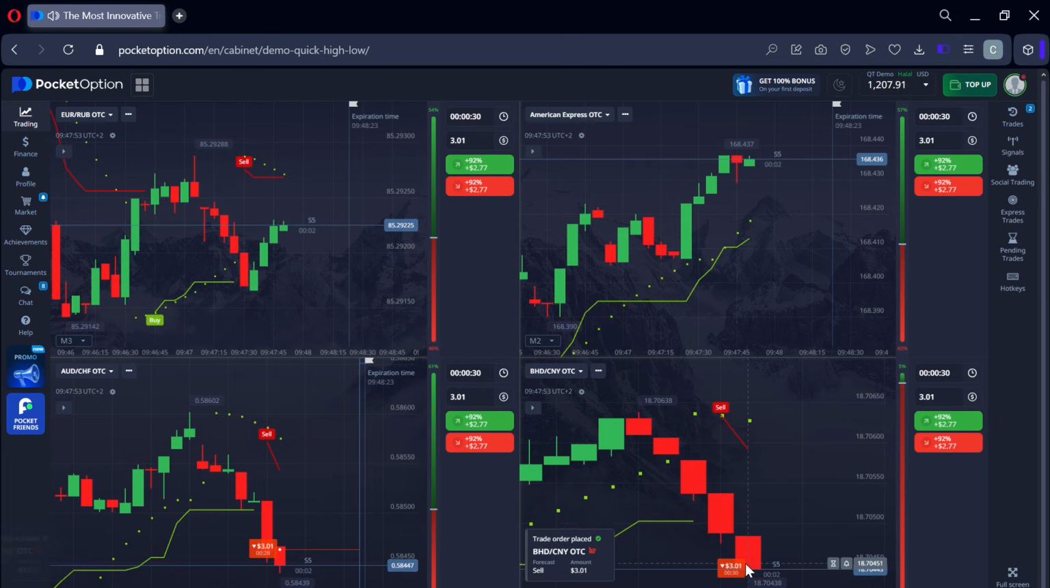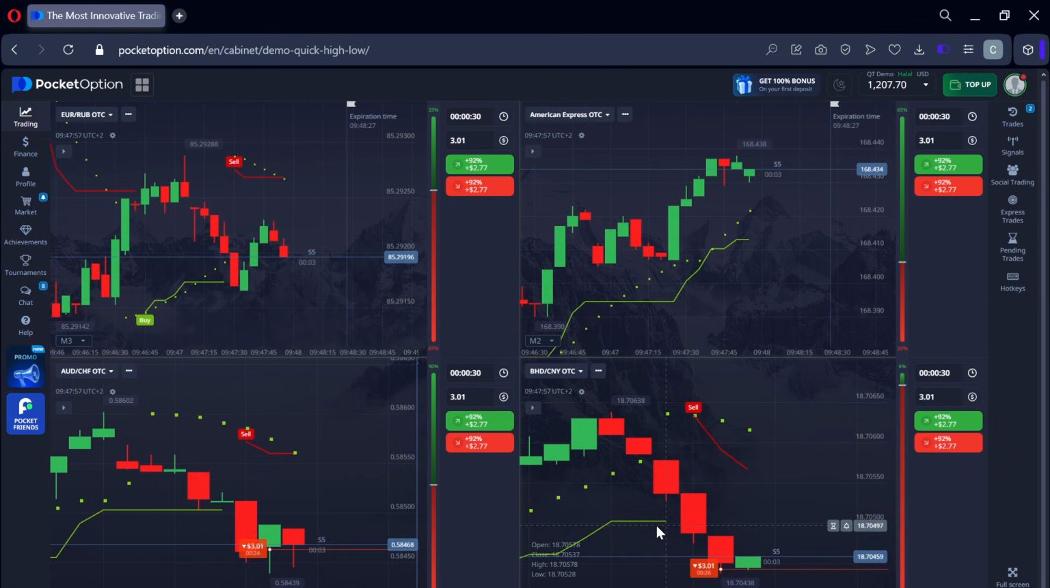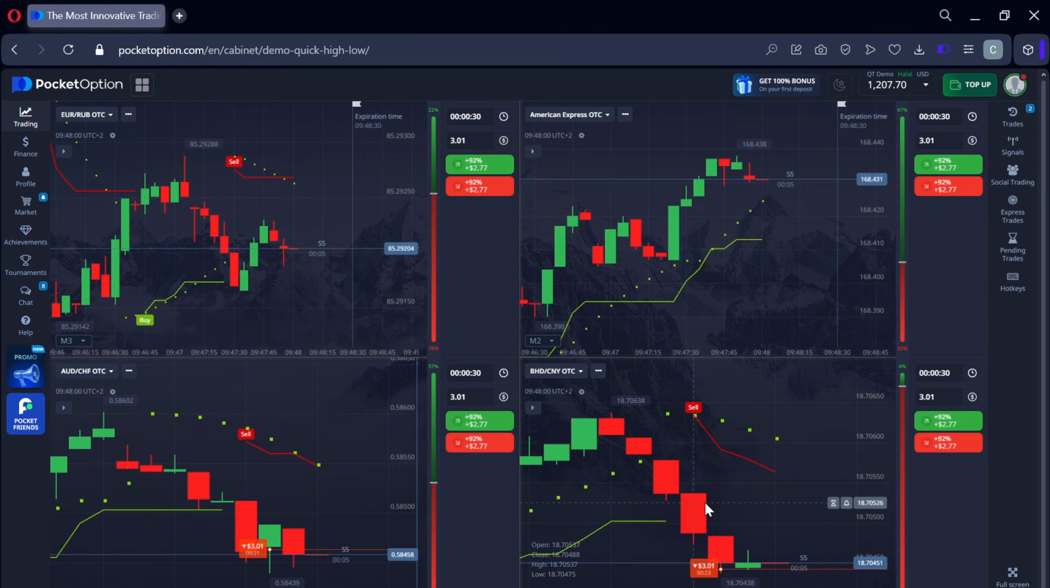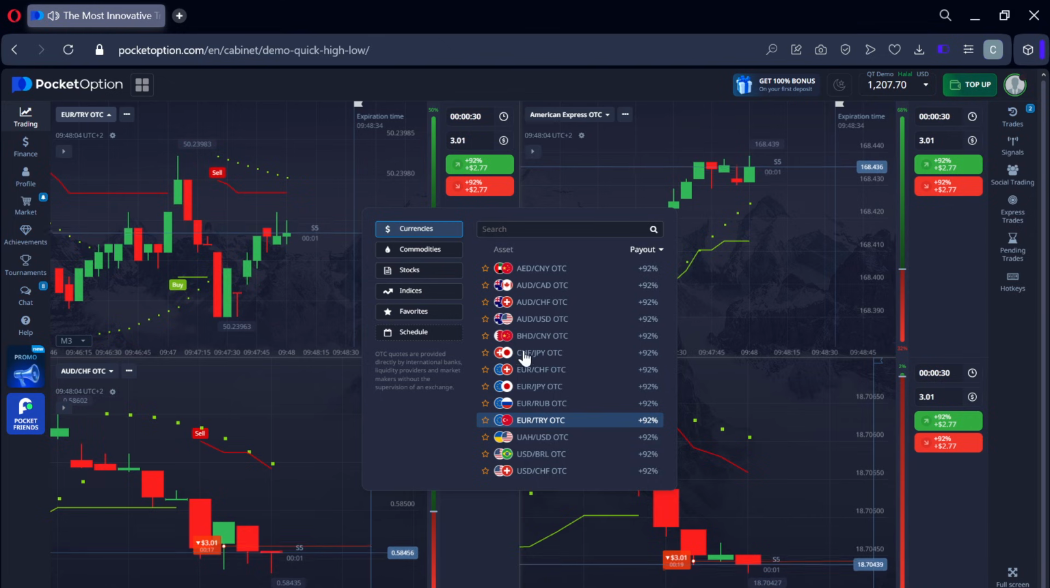Here we go. Here's the selling opportunity as well as another selling opportunity. So it gave us the sell there. We're going to take a sell here. It also gave us the sell there, so we can take a sell. Whilst that plays out, let's keep looking for more trades to take.